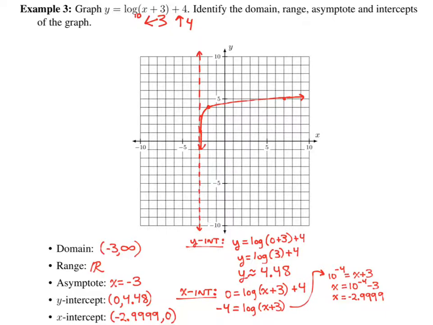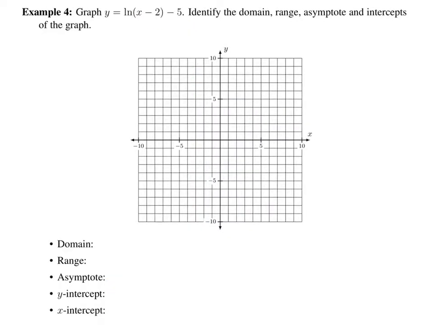Okay, we're making our way through. We're on the 4th example. Here we have ln. Oh, ln, how I've missed you. So, this one's moved right 2 and down 5. So the right and left movement matters here. It moves the asymptote, which is good, to over there. And then those are a couple points.